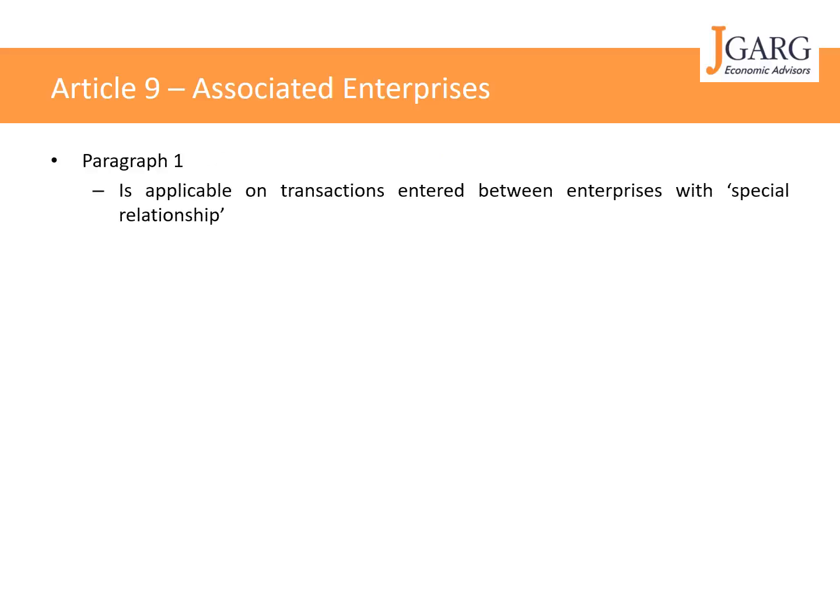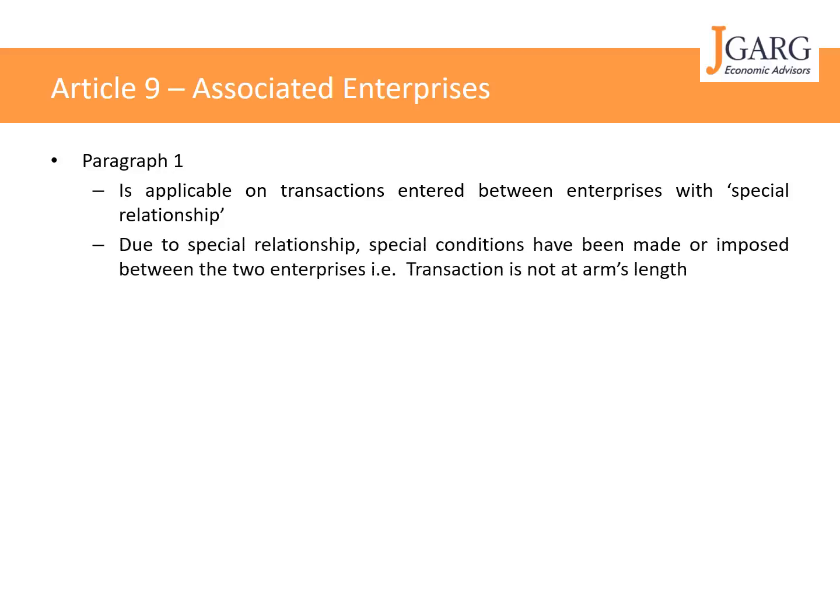So the gist is para 1 is applicable on transactions entered between enterprises with special relationships, and we're going to call these enterprises with special relationship as associated enterprises. Due to this special relationship, special conditions have been imposed between the two enterprises, that is, the transaction is not at arm's length. So in general, company B would have exported the product for $100, but company B is exporting for $80, which is not the normal condition.